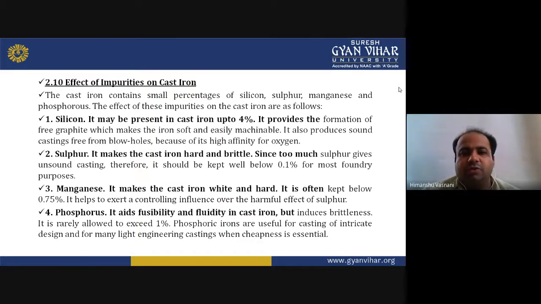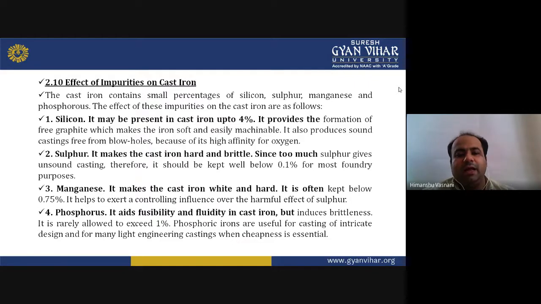It is often kept below 0.75. Now it helps to exert a controlling influence over the harmful effects of sulfur. The harmful effect of sulfur is that if there is more of it in the cast iron, then it will give you unsound casting. So the manganese keeps a controlling influence on the sulfur.